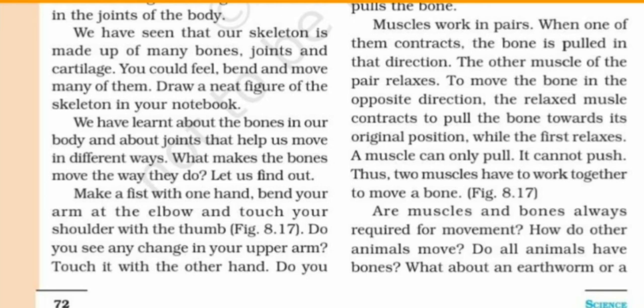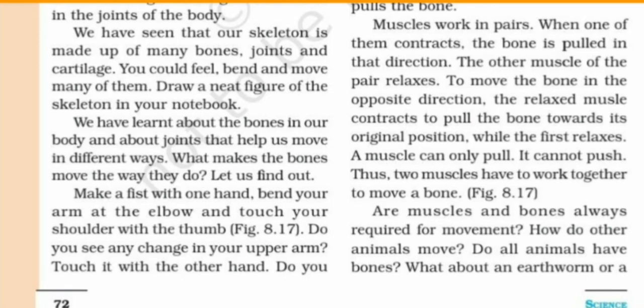We have learned about the bones in our body, right? And about the joints that help us in different ways. You already studied different types of bones, that is rib cage, backbone, skull, then pelvic bones, then limbs also. There are two pairs of limbs, the forelimbs or the arms, and also the thigh bones, different types of joints.